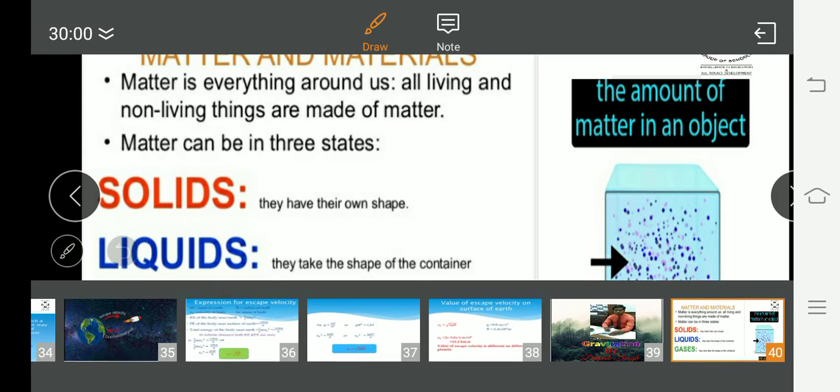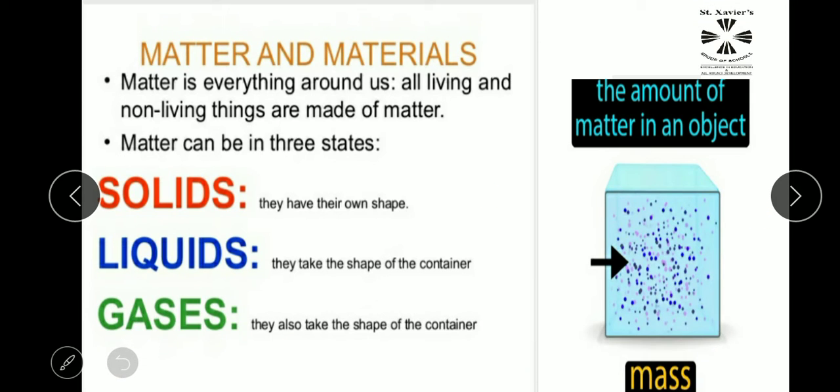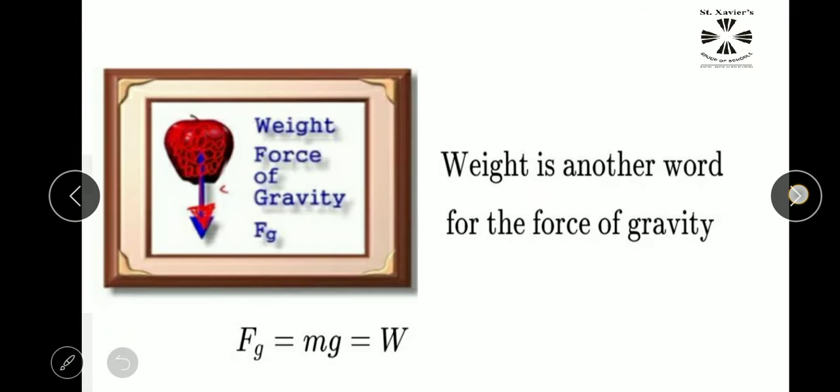Mass is the amount of matter, and this amount of matter never changes, it remains the same. So it is the same on every planet, and not only every planet but also everywhere on earth, students. Let's move ahead.